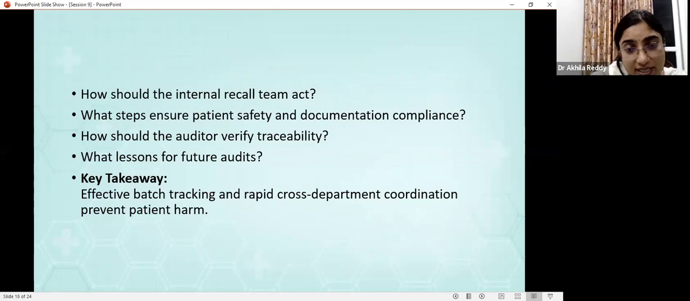What steps ensure patient safety and documentation compliance? What steps keep patient safety here?